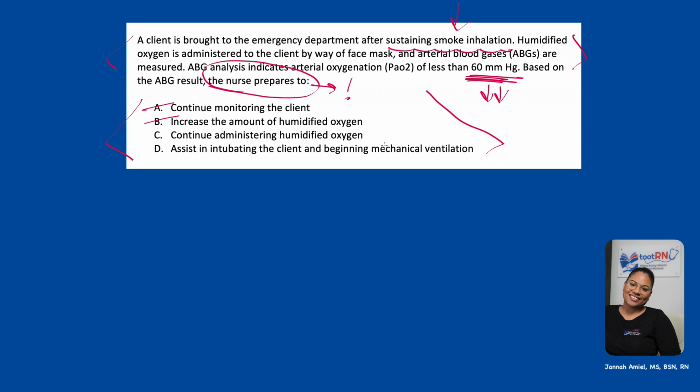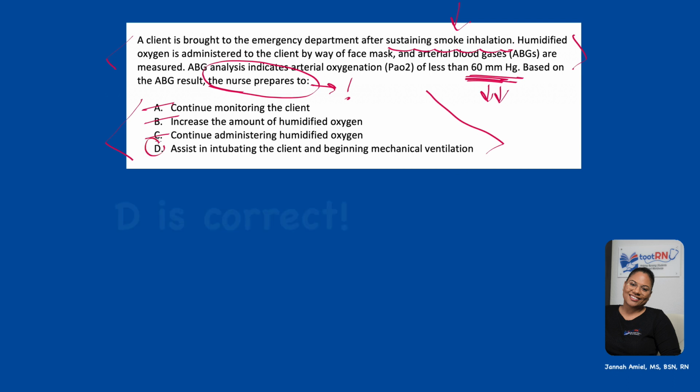Continue administering humidified oxygen. This is a copycat of A. It means just keep doing what you're doing, which is the same outcome that option A would give you. And doing what we're doing right now isn't doing anything for the client or their problem. But D says assist in intubating the client and beginning mechanical ventilation.